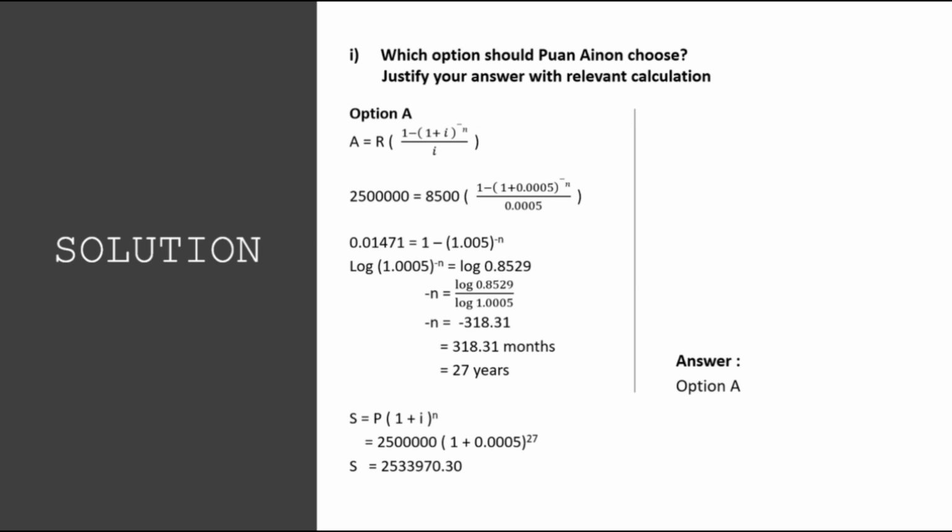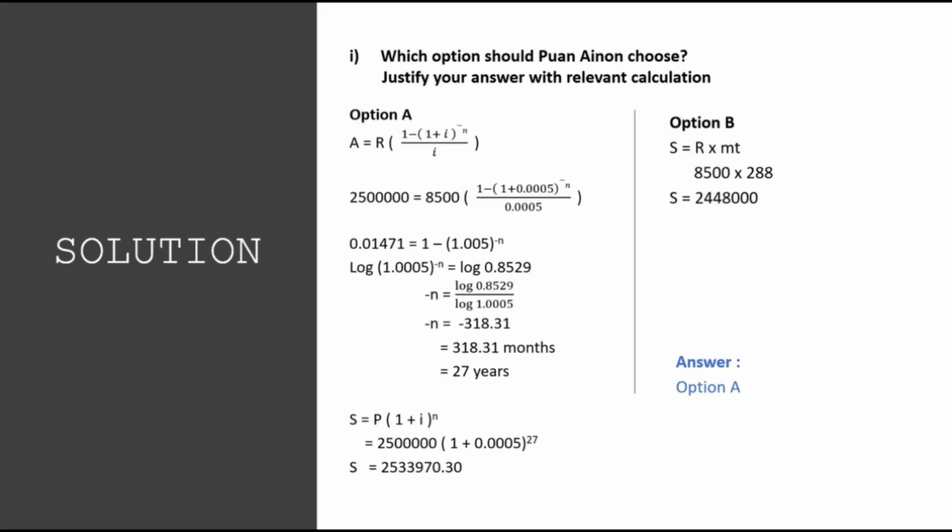To find the mature value, we need to use this formula. S equal to P times 1 plus I to the power of n. 2.5 million times 1 plus 0.0005 to the power of 27 is equal to 2,533,970.30. Now, we go to option B.